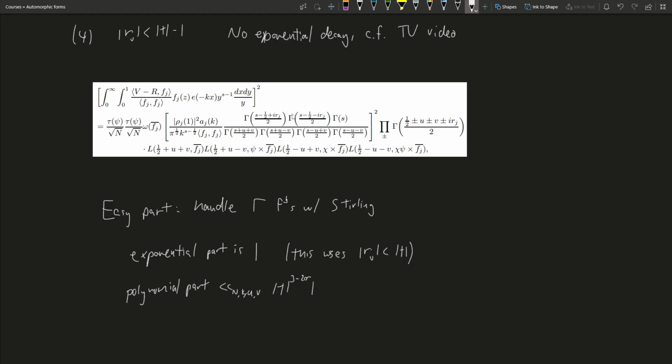Then for these two factors right here, this gives you a t plus rj to the sigma minus 3/2 times t minus rj to the sigma minus 3/2. Again, the real part is assuming the Selberg eigenvalue conjecture. And this is assuming Selberg for simplicity.